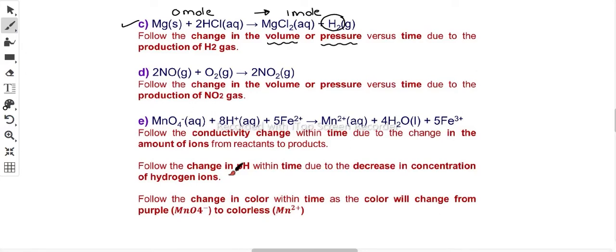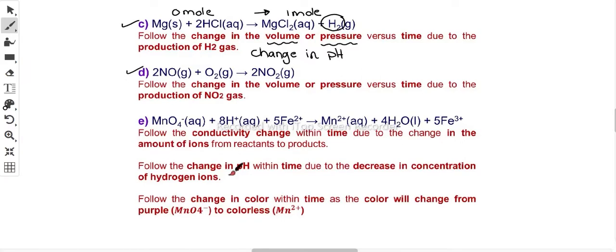Is there any other method that can be used for this example C? Is there an acid here? Yes, there is. So you can also follow change in pH with time. So yes, we can add that. Can I use color? Of course not. I don't have a transition metal. I don't have iodine or bromine. I don't have a change in color here. I cannot go through the colorimeter.